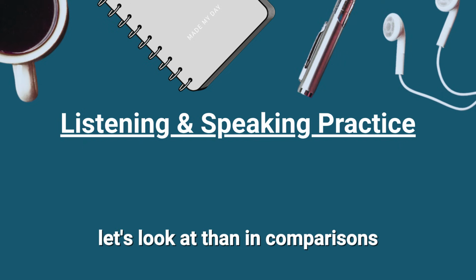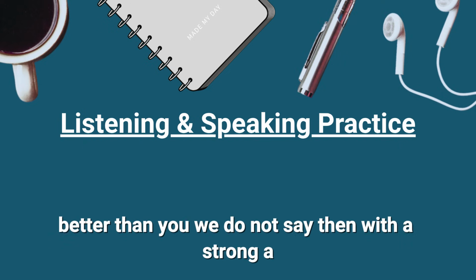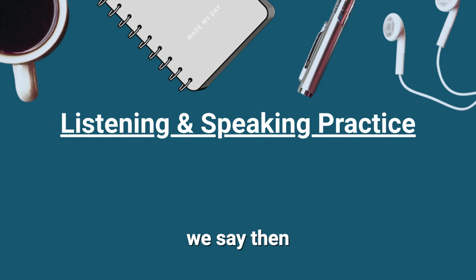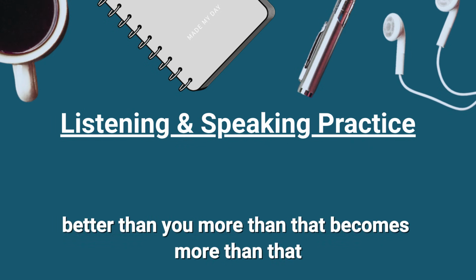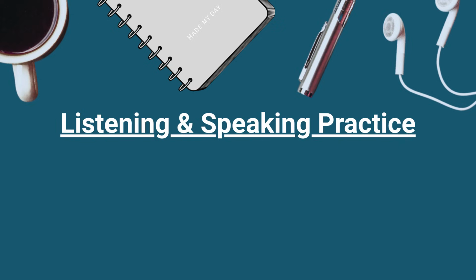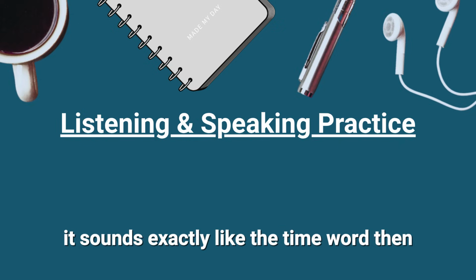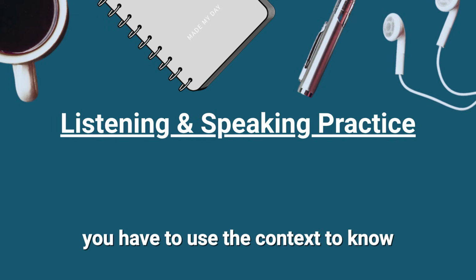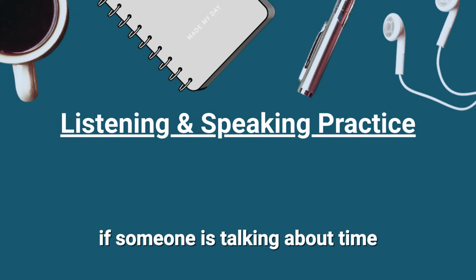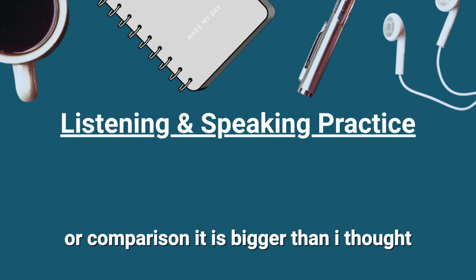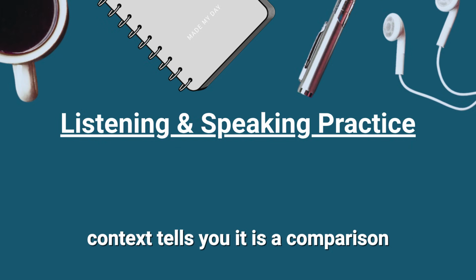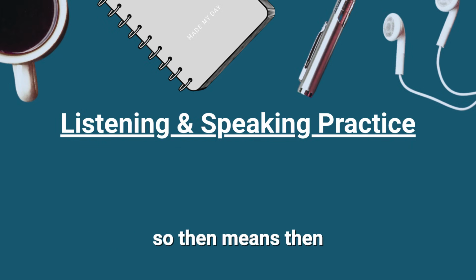Let's look at "than" in comparisons. "Better than you." We do not say "than" with a strong A. We say "then." "Better than you." "More than that" sounds exactly like the time word "then." You have to use the context to know if someone is talking about time or comparison. "It is bigger than I thought." Context tells you it is a comparison, so "then" means "than."